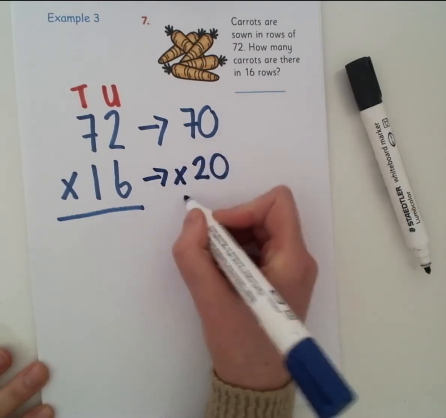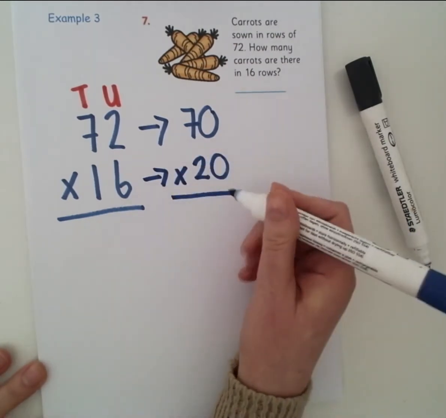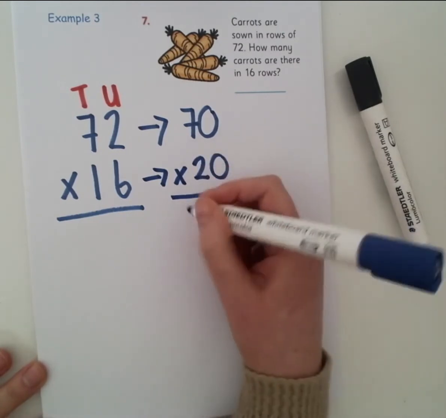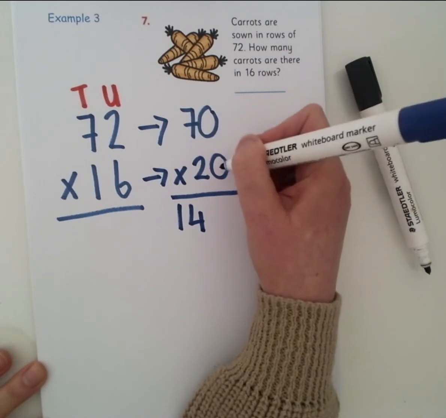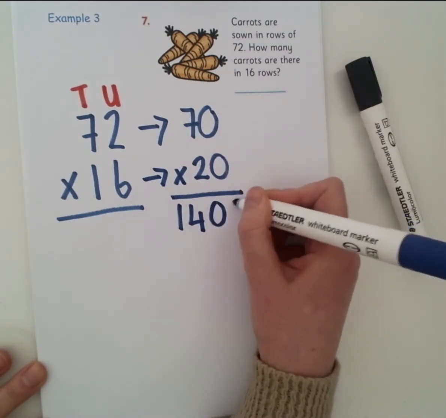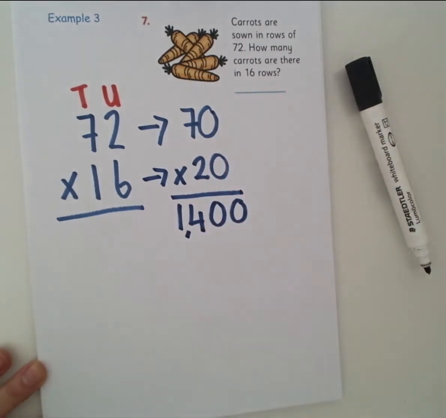And now I multiply these two numbers together. And it's really easy. I multiply 2 by 7, which is 14. I count how many zeros I have, 1, 2, and I make sure to put 2 zeros in my answer. So I should get an answer around 1,400. So have a look at your estimate now. Is that what you got?